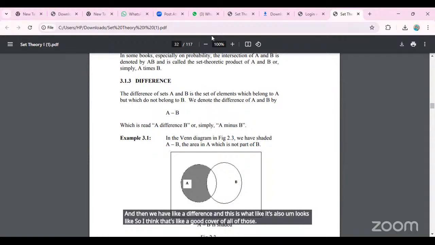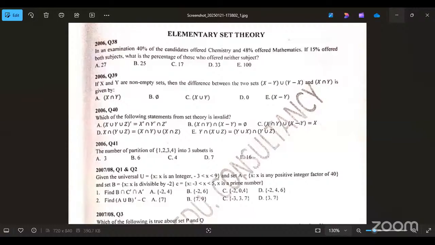Then we can actually head straight to solving questions, and I'll be sharing my screen that has the questions we'll be solving. So we'll be starting with this set of questions.